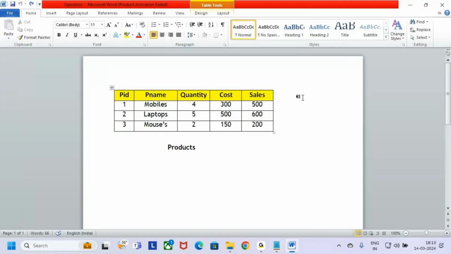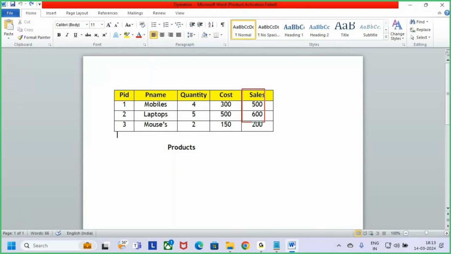Now try to understand. My requirement here is, I'm having the sales column. So I'm going to the products table. In the products table, I have the sales column and the cost column, guys. This is the cost of the product and this is the selling price of the product. My requirement here is to find out the profit. By selling one mobile phone, what's the profit he is getting? By selling one laptop, what's the profit? By selling one mouse, what's the profit you'll get?